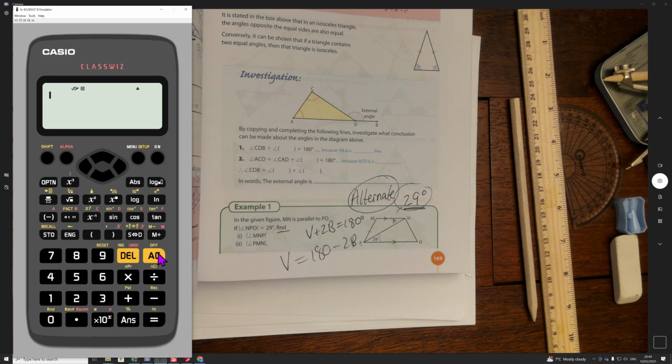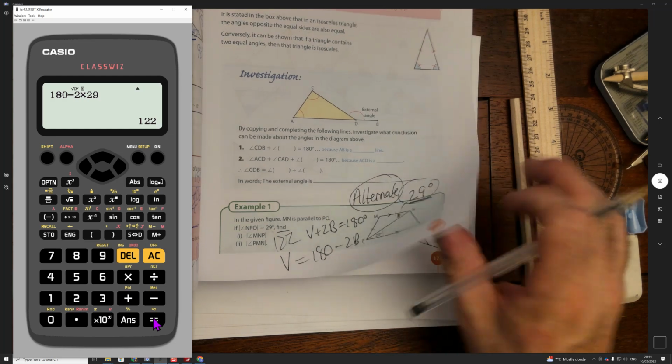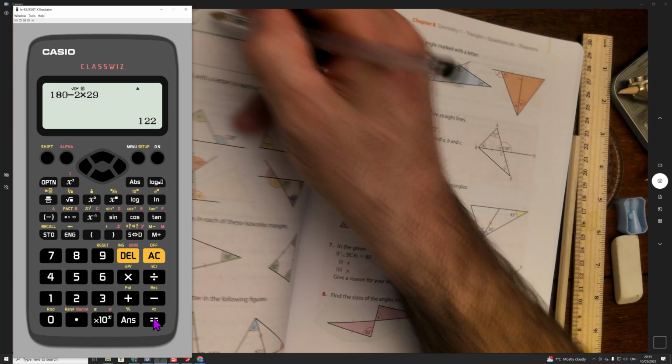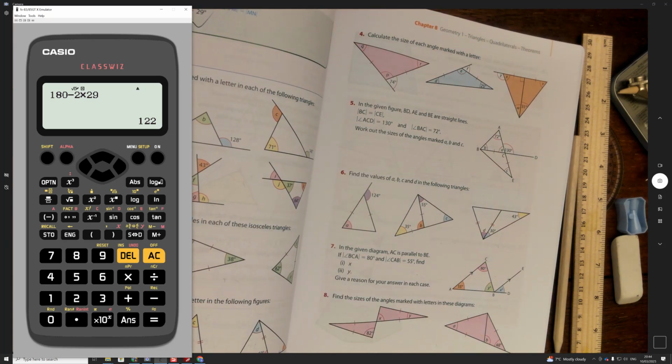Clear it. The entire triangle of angles, 180, minus 2 by 29. Equals 122. And we just checked that they got them right at the back here. They got 29 degrees and they got 122. We'll do the exercises in the next video. As always, see you in the next one.